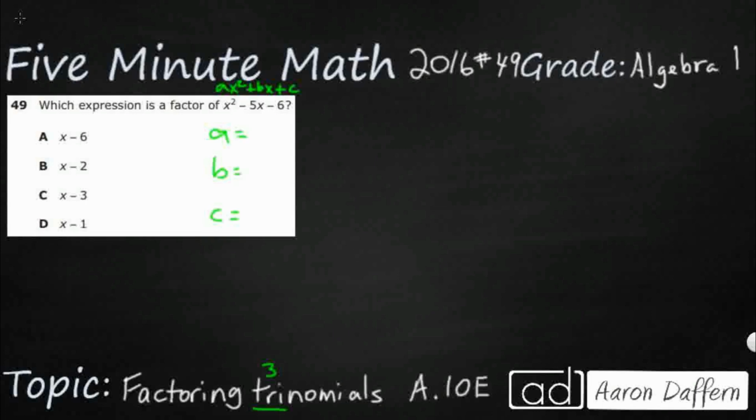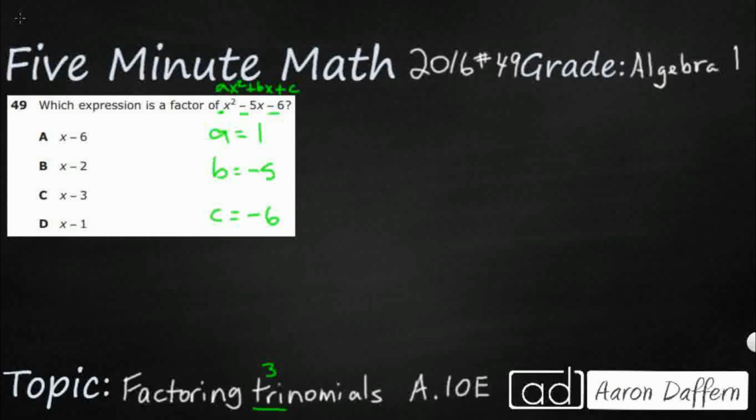So a is going to be right in front of that x squared. There's not really anything there, so we'll just call that a 1. Now this b, it's a plus b. So I've got a negative 5, so we're going to call that a negative 5 right there. And then that plus c lets me know this is a negative 6. All right, so these are my 3 terms.